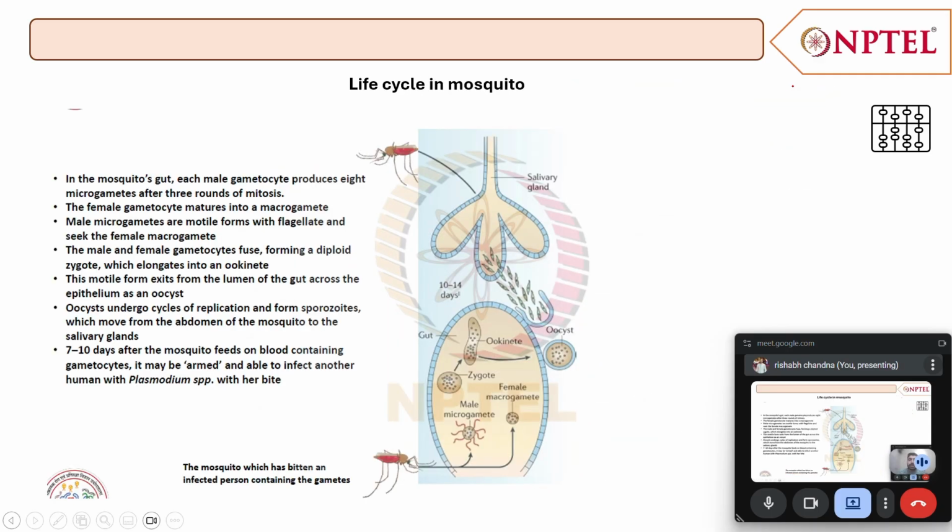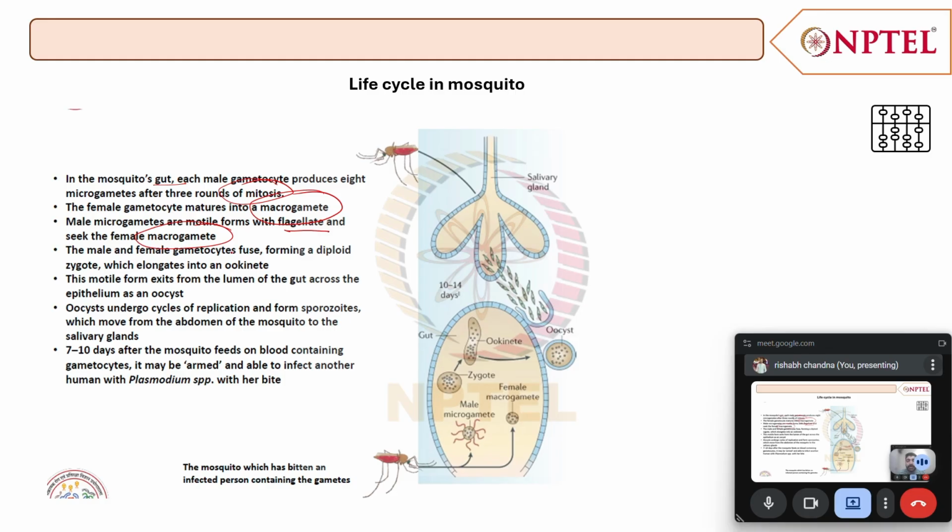Now moving on to the life cycle in a mosquito. It basically happens in the gut of the mosquito. In the mosquito's gut, the male gametocyte produces 8 microgametes after three rounds of mitosis. So one male gametocyte produces 8 gametes by 3 rounds of mitosis, and the female gametocyte matures into the macrogamete. That is a macrogamete.